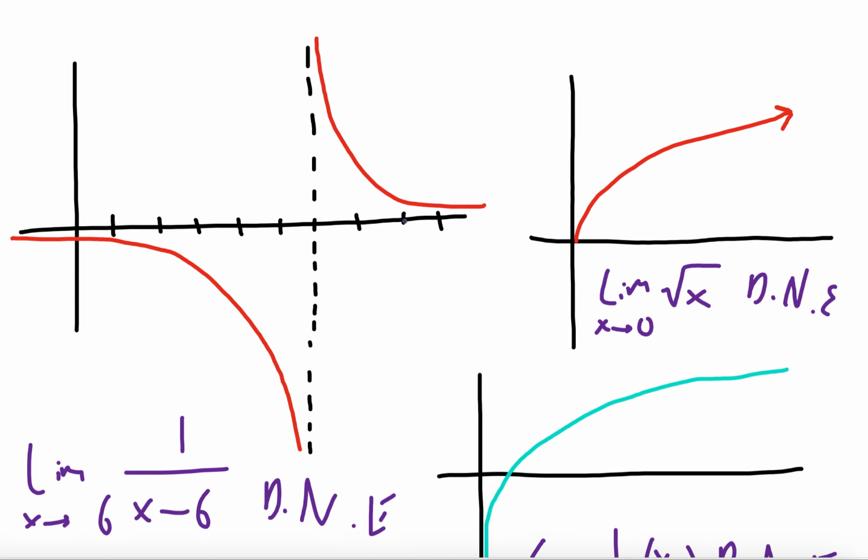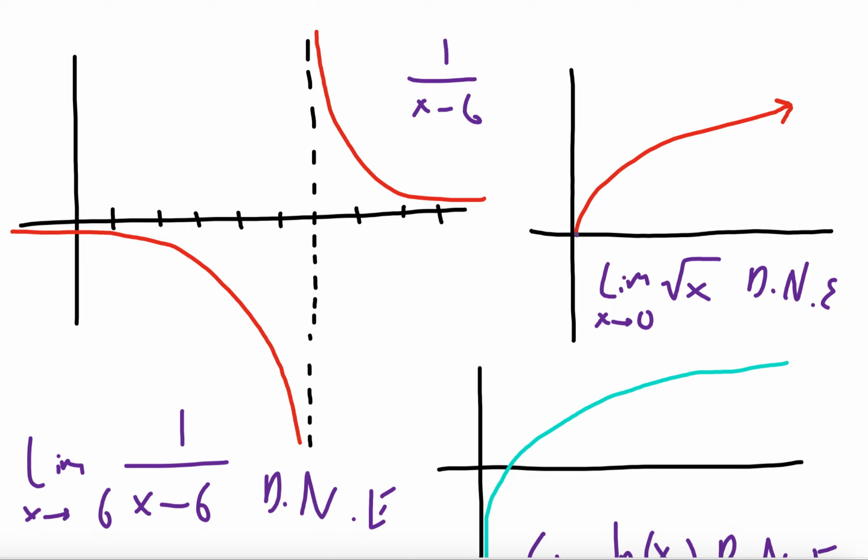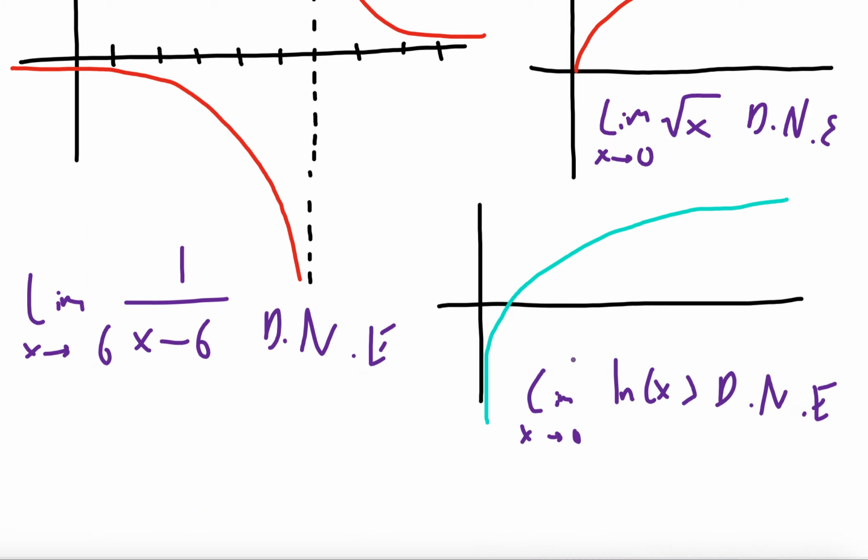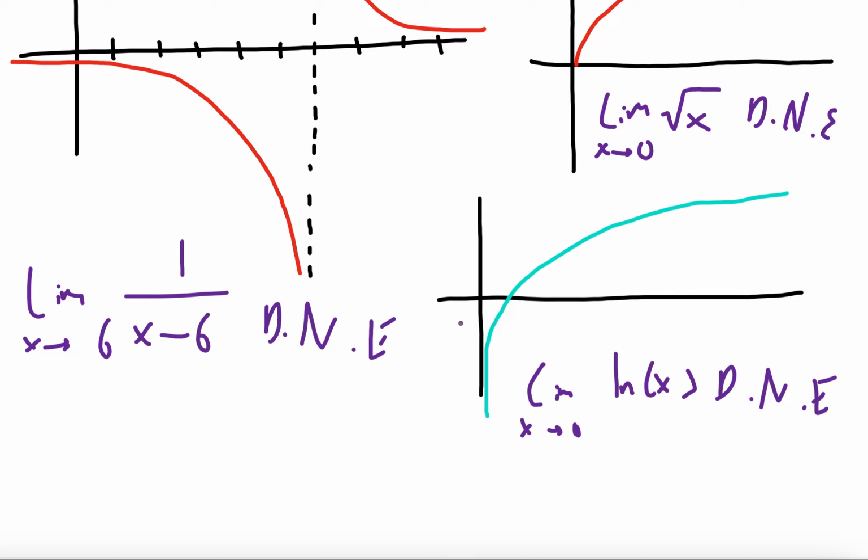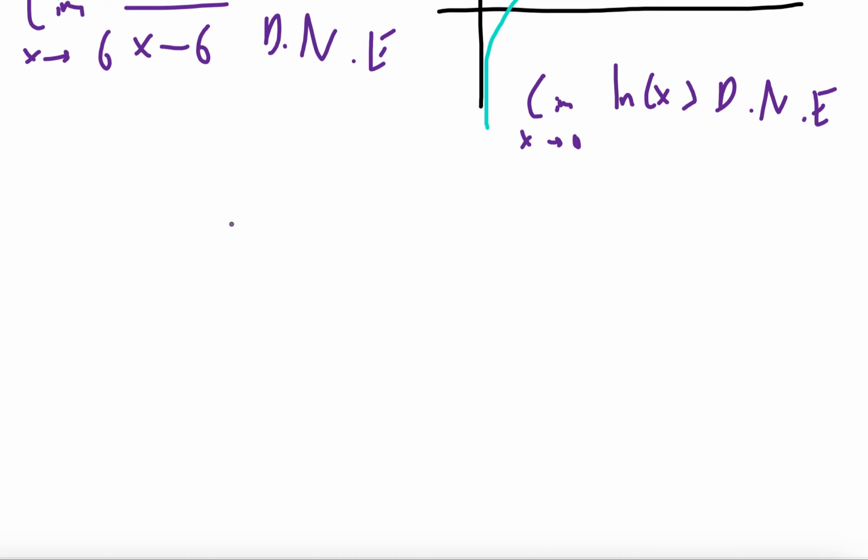For example, this function, 1 over x minus 6, goes to positive infinity from the right and negative infinity from the left. Root x clearly goes to 0 from the right, and log clearly goes to negative infinity as it goes to 0 from the right. This introduces the notion of one-sided limits. And the idea behind one-sided limits is that it's just a limit as x approaches a value from one side.